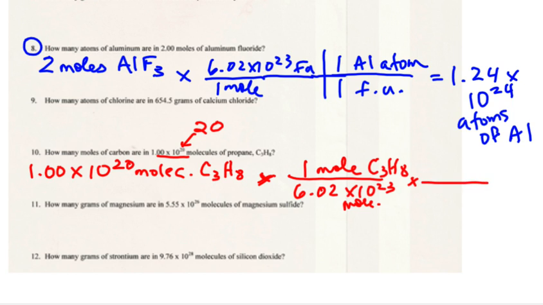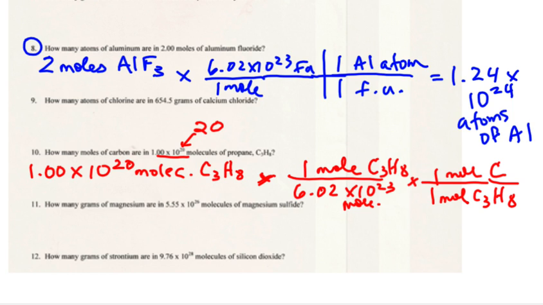Here's something that students miss, and I want to make sure you understand. If I have a mole of cars, all right, how many moles of steering wheels do I have? 1 mole. If I have a mole of cars, how many moles of tires do I have? 4, not including the spare, 4. If I have a mole of C3H8, how many C's do I have? 3 moles.